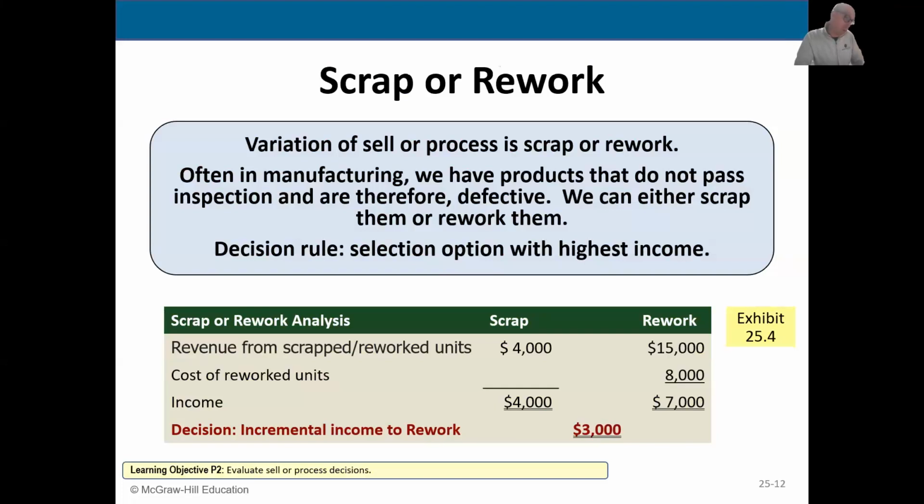The decision is we go with whichever one makes us the most money. If I scrap the defective ones, I get 4,000 for the scrap. If I rework them, I can sell them for 15,000. But there's an additional cost to reworking them of 8,000. So the potential revenue minus the cost of reworking them equals the income. In this example, 7,000. The decision here, of course, is I'm going to rework them because it's going to yield me a higher incremental income.